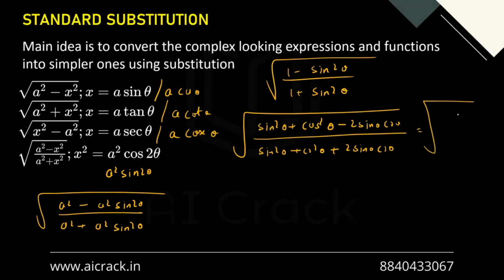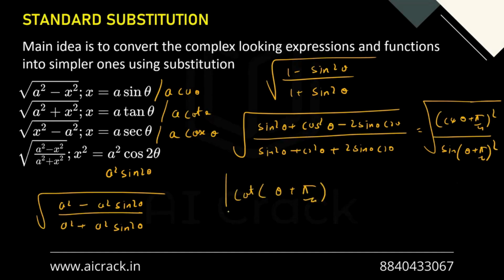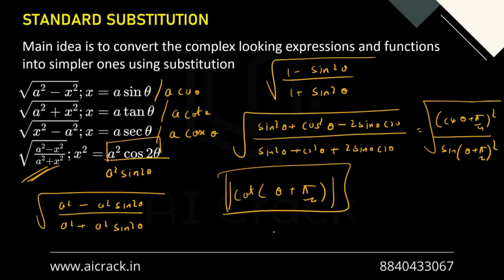So what we have got is cos of theta plus pi by 4 whole square divided by sine of theta plus pi by 4 whole square, right? So ultimately we have got cot of theta plus pi by 4. Now this is not a very standard expression, right? In that case, what we were getting was simple tan theta. In this case, we're getting mod of cot of theta plus pi by 4, so it becomes a little more complicated over here. That's why we avoid this one. So we usually take a square cos 2 theta as the substitution in this case, okay?